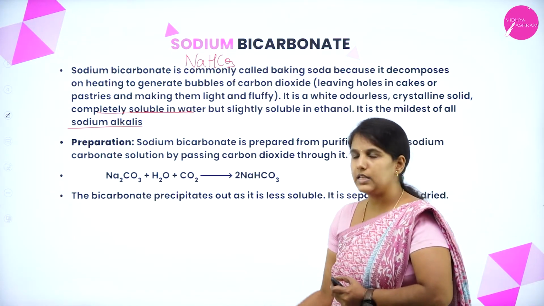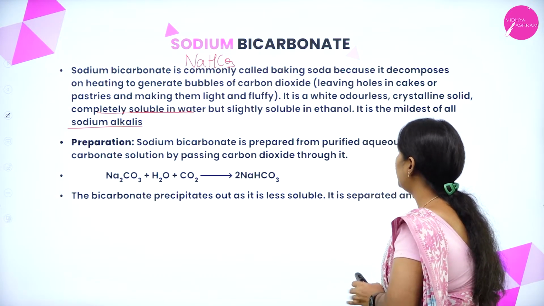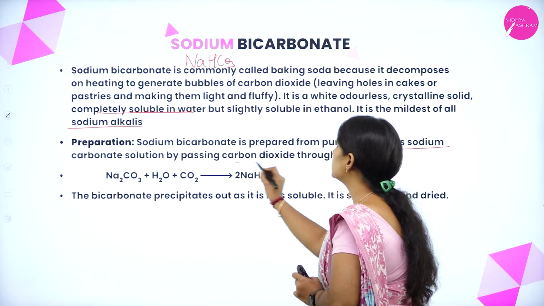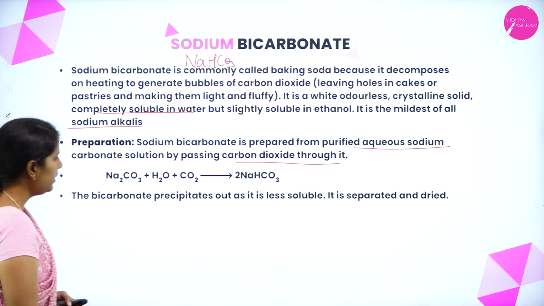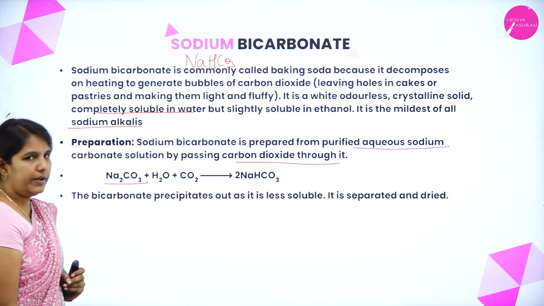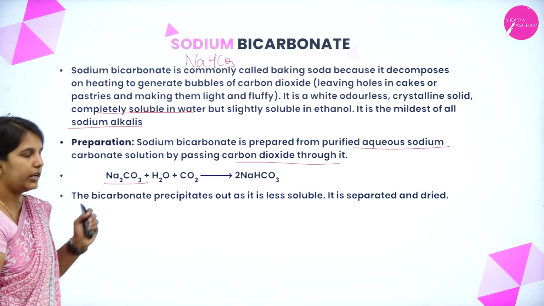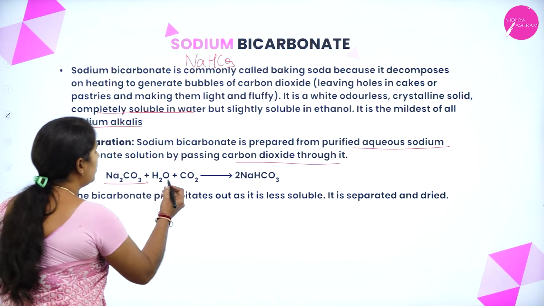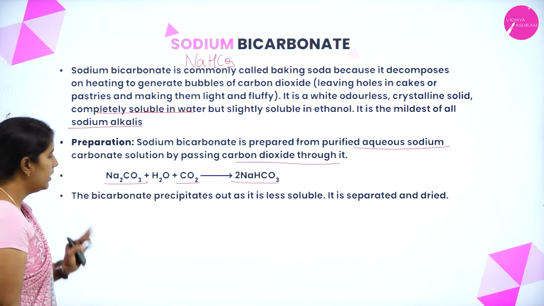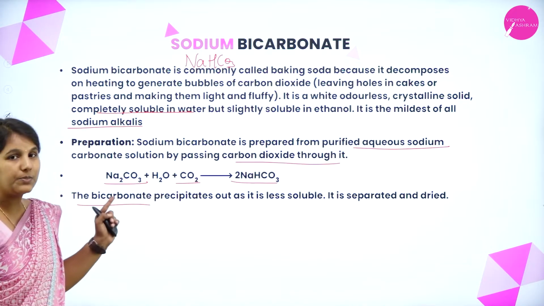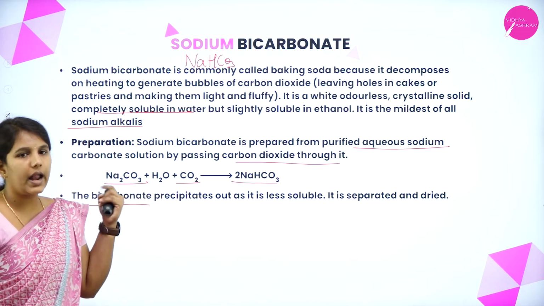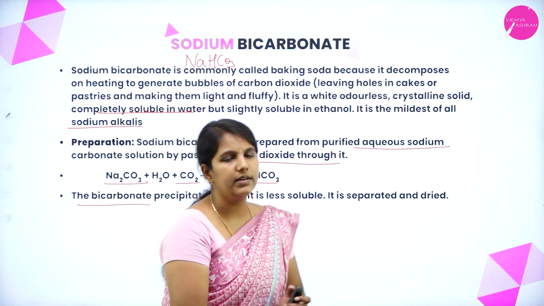So how to prepare this? Sodium bicarbonate is prepared from purified aqueous sodium carbonate solution by passing carbon dioxide through it. Here you can see the reaction. The sodium carbonate, as we obtained from the Solvay process, we can continue that reaction here. Sodium carbonate reacts with carbon dioxide, and it forms what? Sodium bicarbonate. Remember, the bicarbonate will be precipitated out as it is less soluble, and it will be separated and dried and used as baking soda.